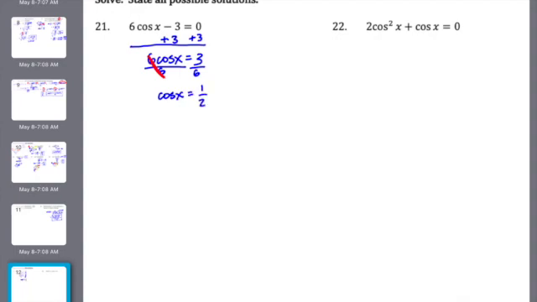So here's the question you're asking yourself now. You're asking yourself, where on the unit circle does cosine give me a value of 1/2? And that's going to happen at 2 spots. It's going to happen up here in quadrant 1 at pi over 3. And it's going to happen down here in quadrant 4 at 5 pi over 3.